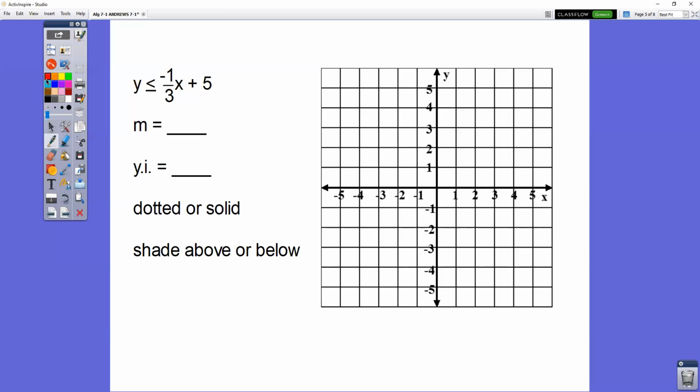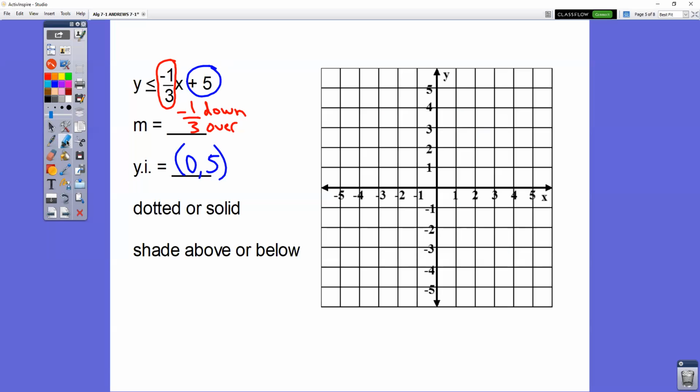Our slope is the number that is in front of the x. So our slope is this number, negative 1/3. That really means down 1 over 3. Again, don't change it to a decimal. Slope is always written as a fraction. Our y-intercept is 0, comma, whatever your plus or minus is. So we have 0, comma, 5.